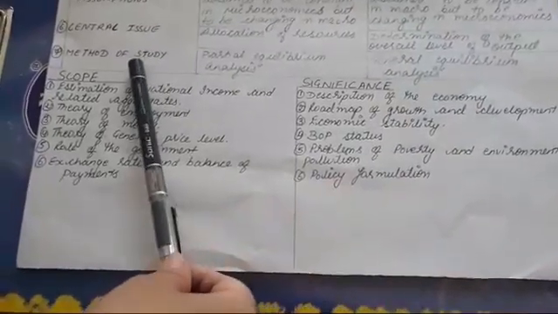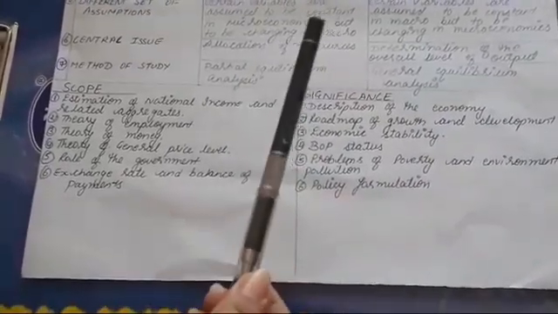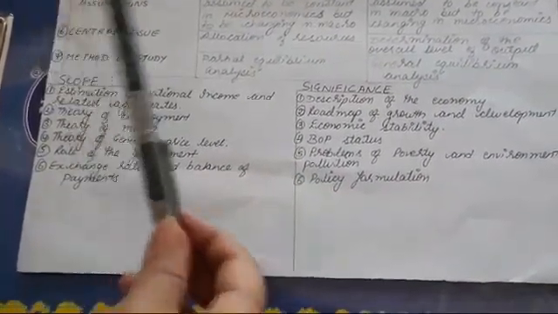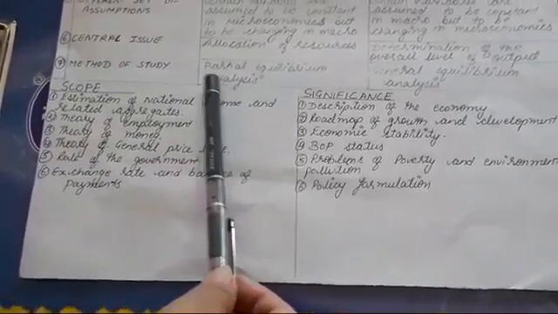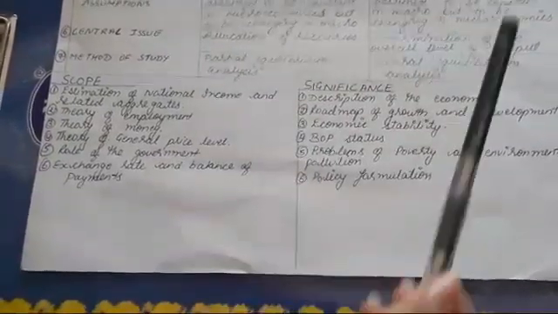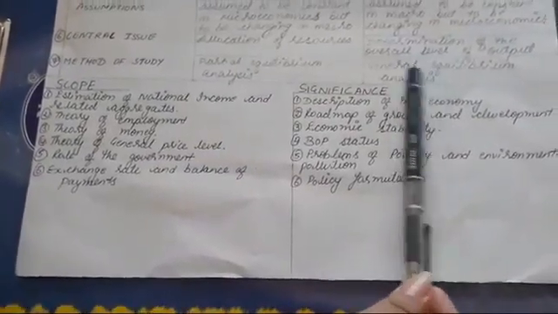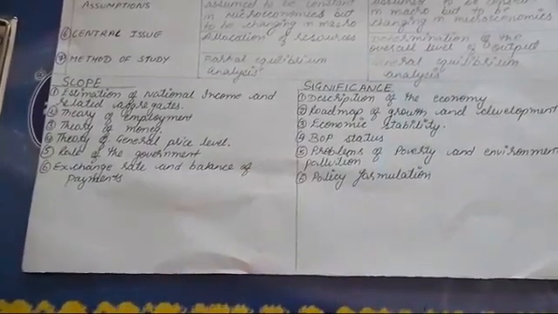Then next is the method of studying. Of course, microeconomics is a partial equilibrium analysis. We are finding the equilibrium in consumers and producers, but that is partial. We are taking only one part, one section, one point of equilibrium. But in macroeconomics, general equilibrium analysis is used. That is equilibrium in the whole economy.